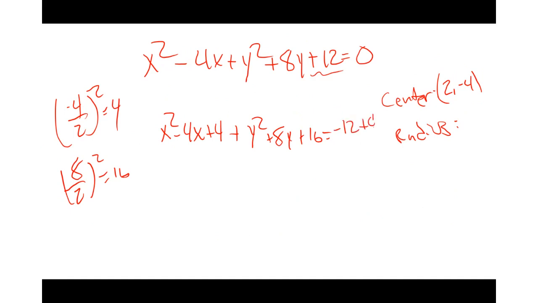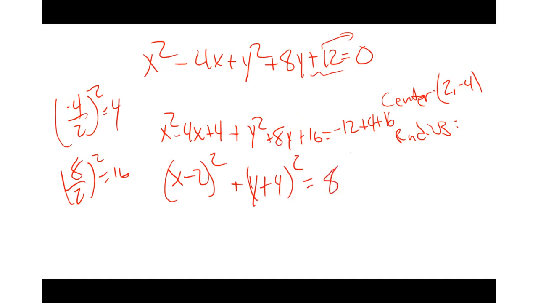Oh, I didn't even see the 12. Oh, yeah. See, look at you. There you went. All right. So, got to move that 12 over, right? Now we're going to do the x minus 2 squared, y plus 4 squared equals 8. So your center is at 2, -4. What's your radius? Your radius would be the square root of 8, which is 2 square roots of 2.